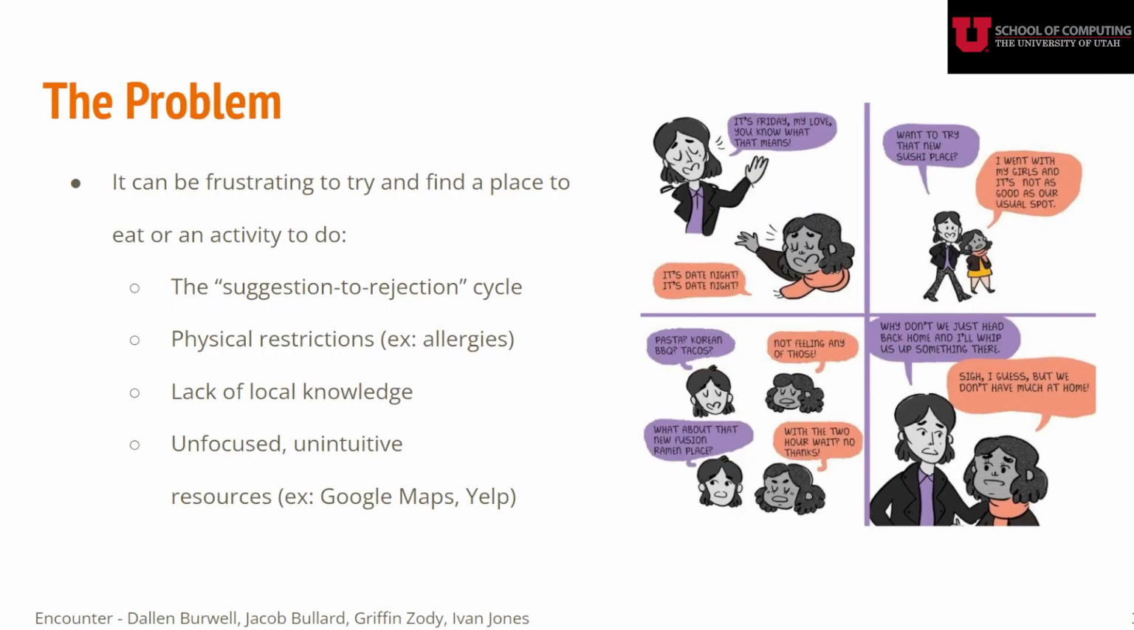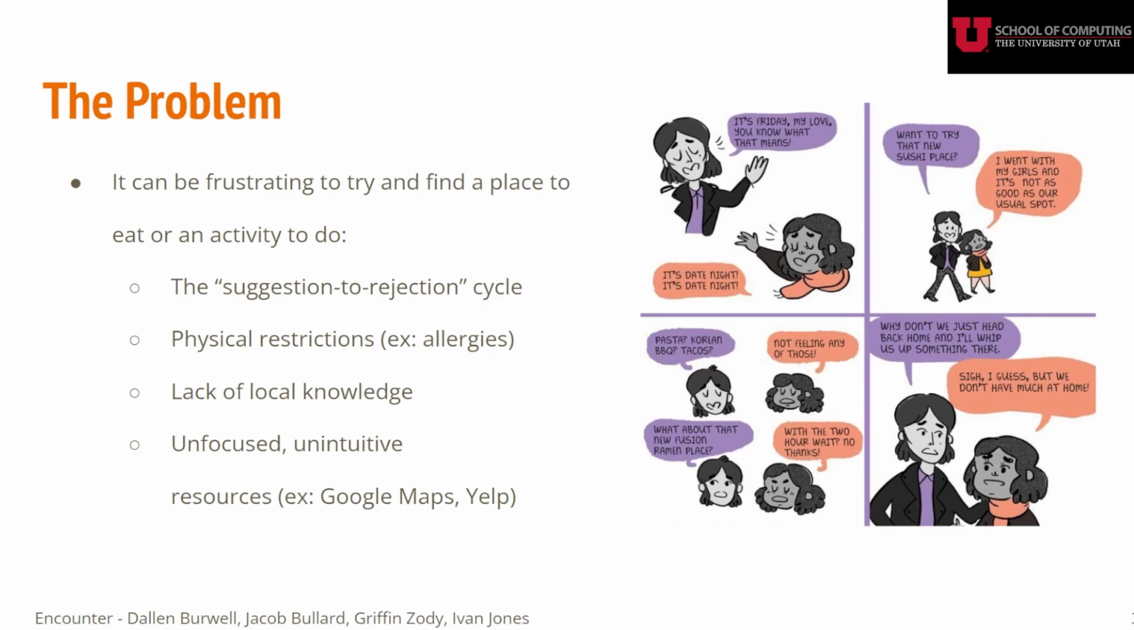The problem we were trying to solve with our capstone project these past 2 semesters is shown in this comic to the right. Have you ever been out with your friends or family and suggested something to eat or something to do, and they're like, oh no, I don't want to go there, I don't want to eat there, we already ate there, whatnot. And you kind of get stuck in this cycle that we call the suggestion to rejection cycle, where you suggest something that gets rejected, and you end up wasting a lot of time trying to figure out where to eat or what to do.